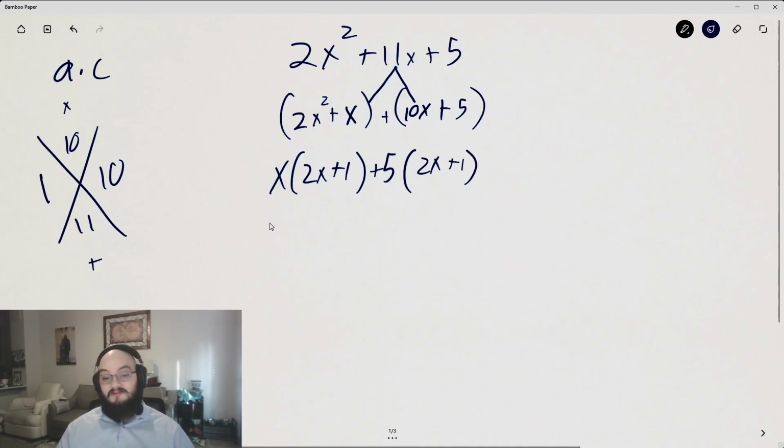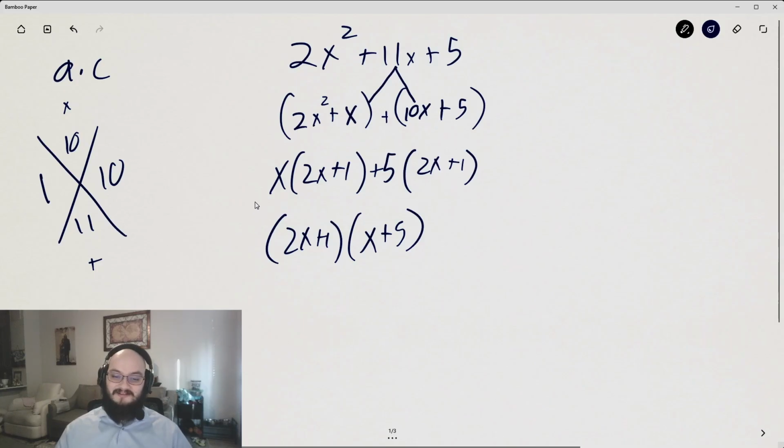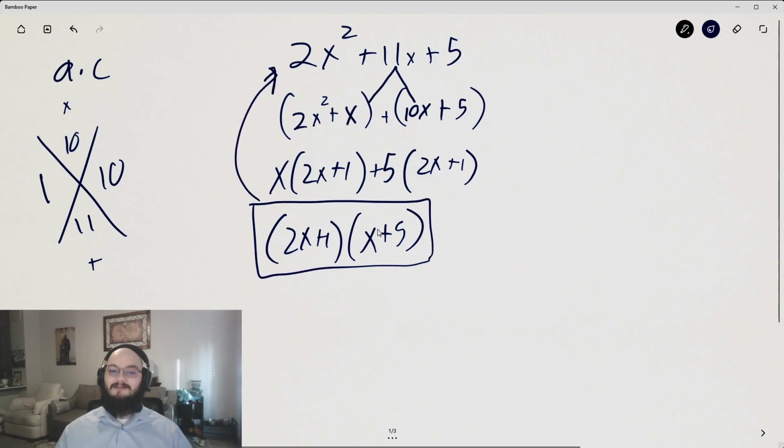What is inside the parentheses becomes our first factor, 2x plus 1. And what is outside the parentheses becomes our second factor, our x and our positive 5. And there we go. That is the factored form of this quadratic.